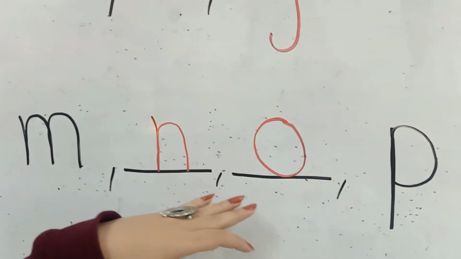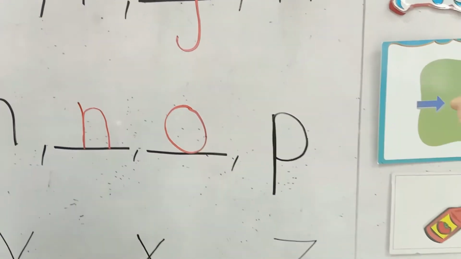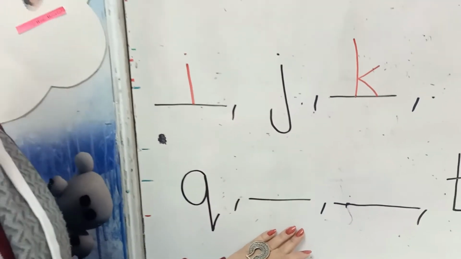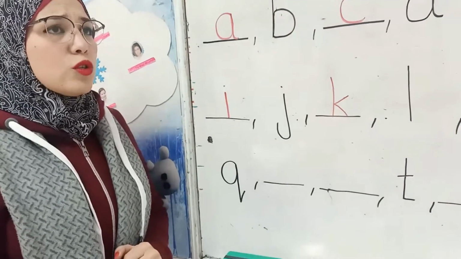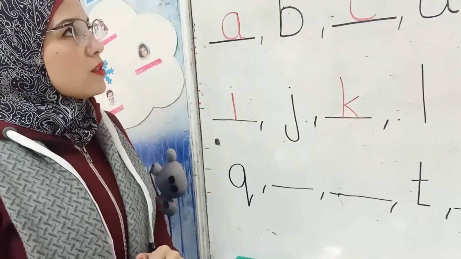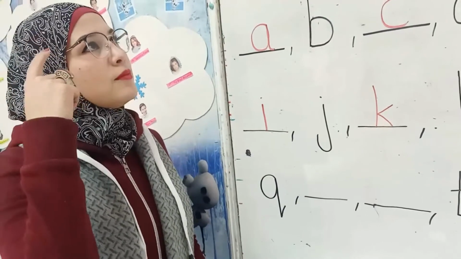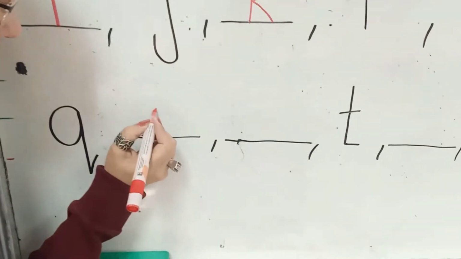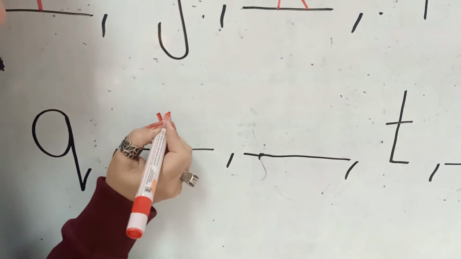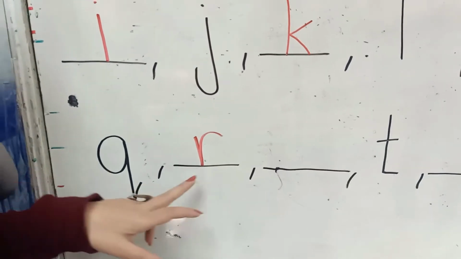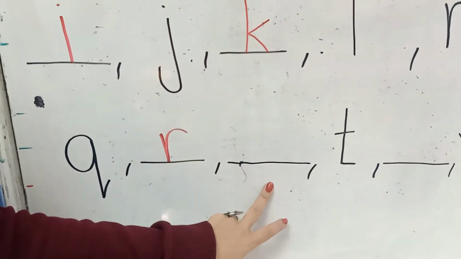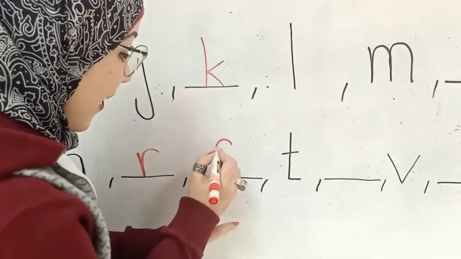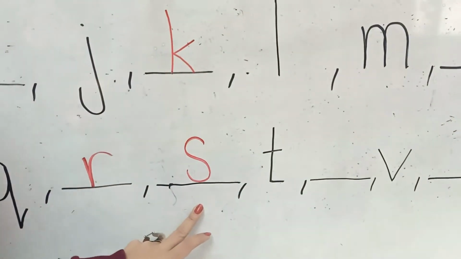M, N, O, P. After P is Q. And after Q comes, what is the letter that follows letter Q? After Q comes R. We have to write letter R after letter Q. After R comes S. This is how to write letter S.